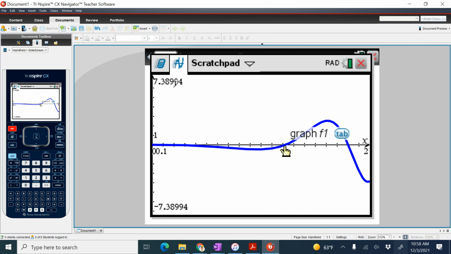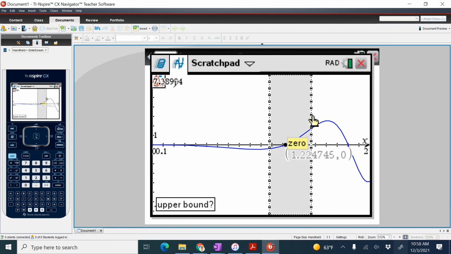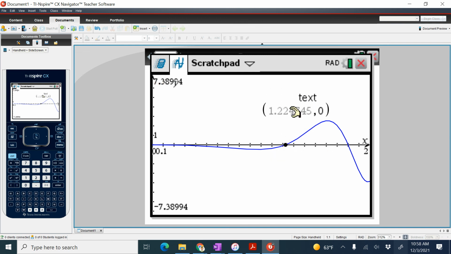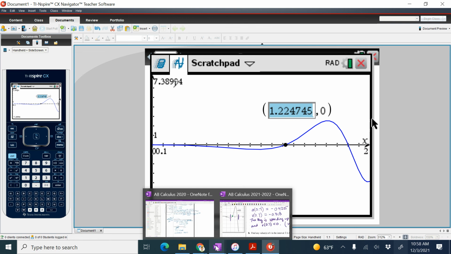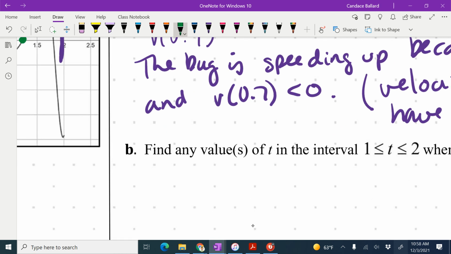All right, right there. Remember when we cross the x-axis, that's what we call a 0. So which one do I want to pick? I want to pick 0. Remember, it's where your y value is equal to 0. So I'm going to go to the left, go to the right. There's my t value right there that I'm going to use. So it would be at t equals 1.224.